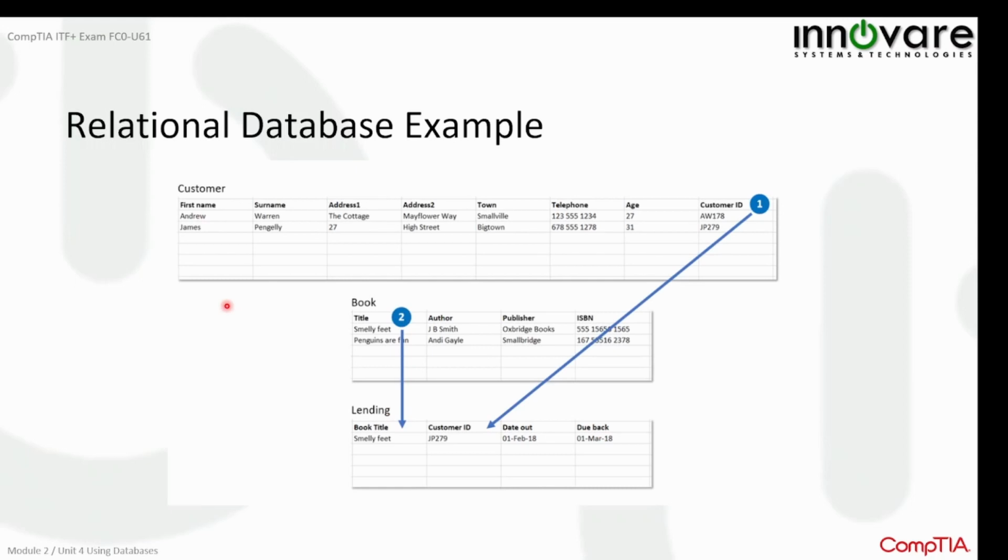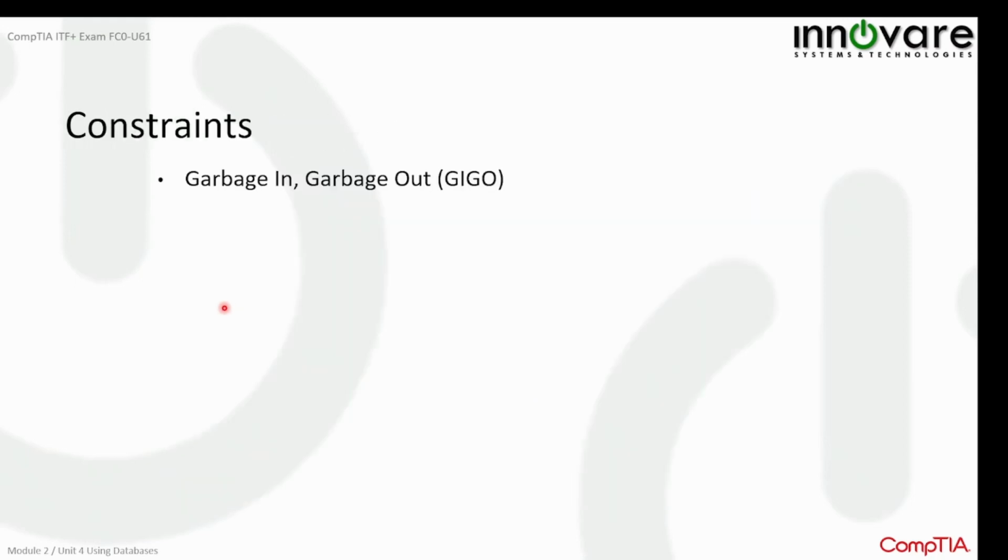Now, what are the constraints in database? Number one is garbage. Garbage is what they call GIGO, garbage in and garbage out. This is all about maintenance, data maintenance, that you need to control the information that you store in, and you need to know how long you're gonna keep it there, or how much is the capacity, so that the system is still fast to retrieve those information.